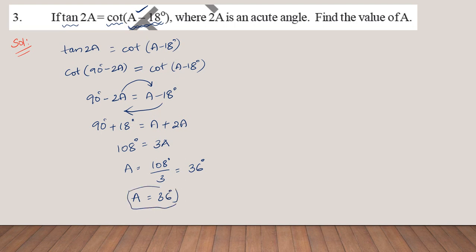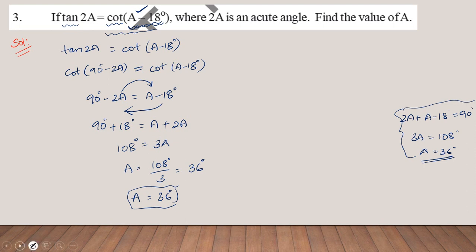The same thing, for bits you can simply carry it like this. 2a plus a minus 18 is equal to 90 degrees. From this 3a is equal to 108 degrees, a is equal to 36 degrees. In both the approaches, here we are going directly since it is a bit, but for 2 marks or 4 marks question, you need to follow this process. Okay, so don't go with the other one. Don't take risk of converting this cot as tan, right? If you want to convert, be careful with those minus signs, right?